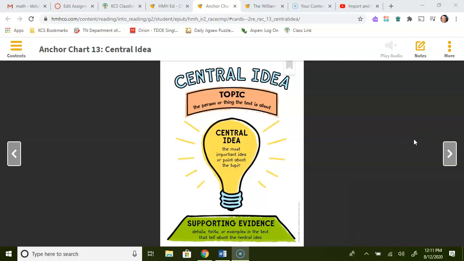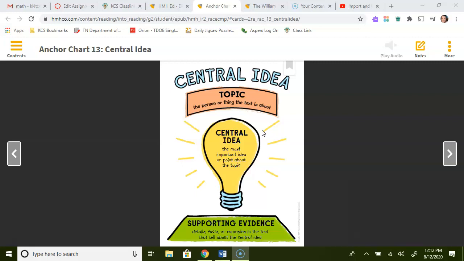Hi, second grade. I have a central idea anchor chart in front of you that should look pretty familiar. We went over this last week, but we're going to read a new story in just a second, and I wanted to take some time to go over this again. So remember, our central idea, look at this light bulb in the middle, is the most important idea or point about a topic. Every story has a central idea, and it's what the text is mostly about.